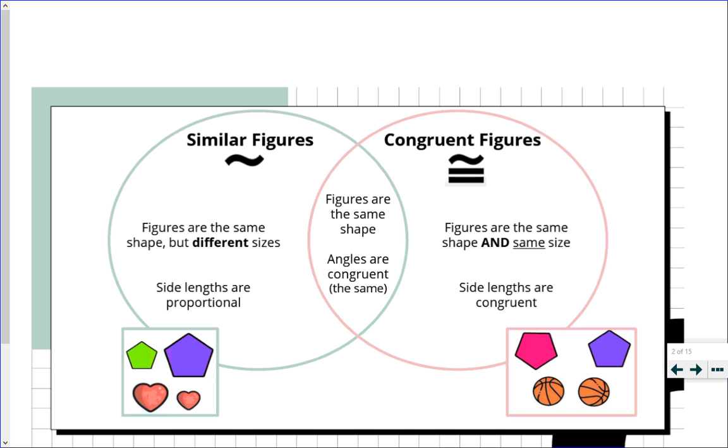Now, from our proportions unit, do you remember what proportional means? It means that they're related. So that means that one side here that corresponds to the side on the big pentagon will be related by a ratio. So if this is twice as big, the ratio will be 1 to 2, right?